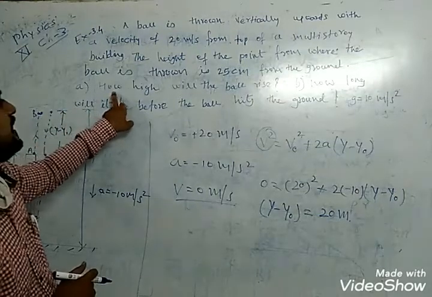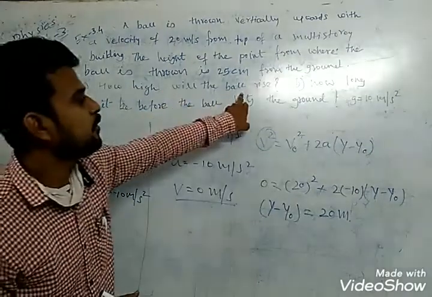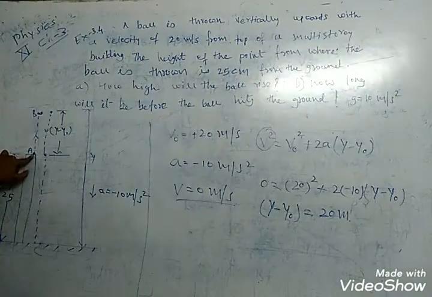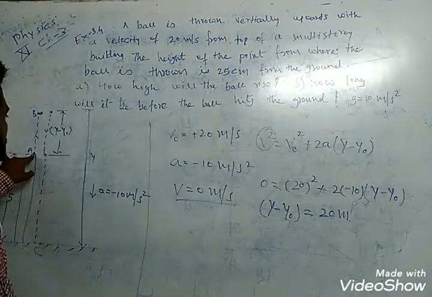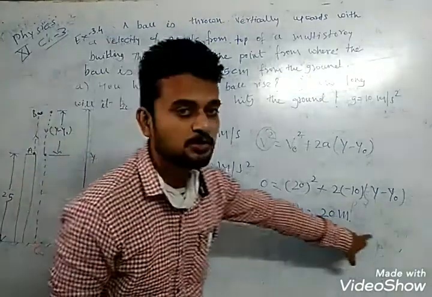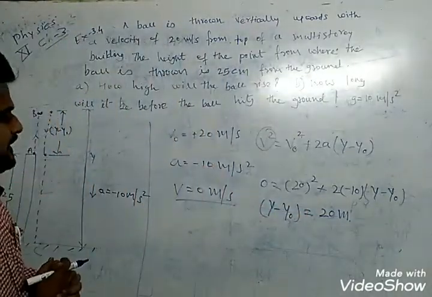This is the first part: how high will the ball rise? This is the height the ball reaches in the upward direction, and the distance y minus y0 is equal to 20 meters.